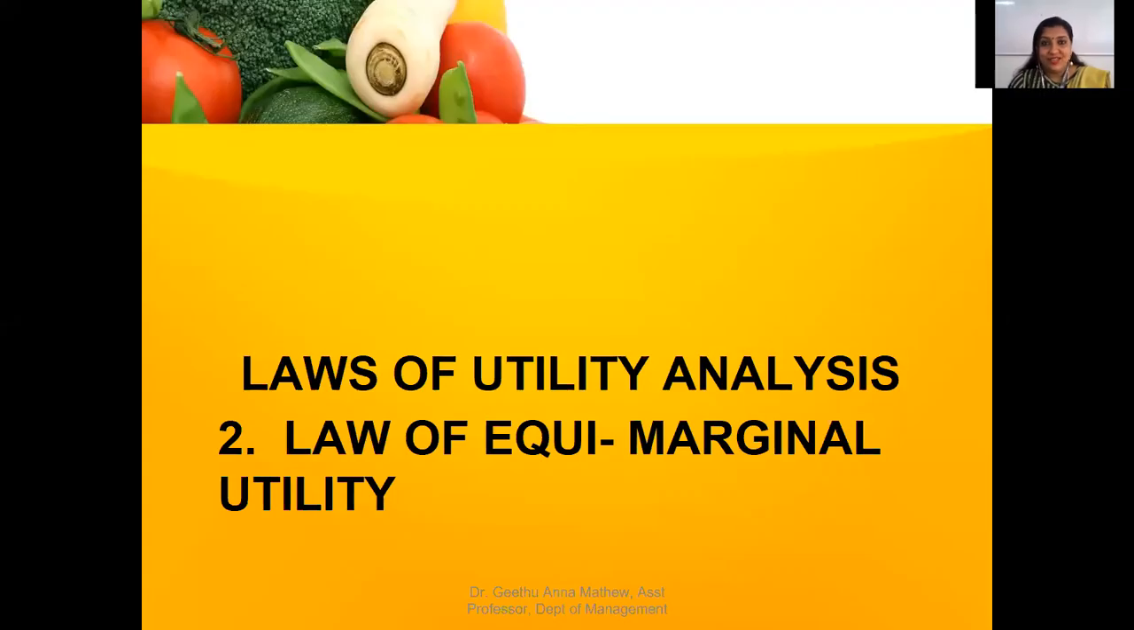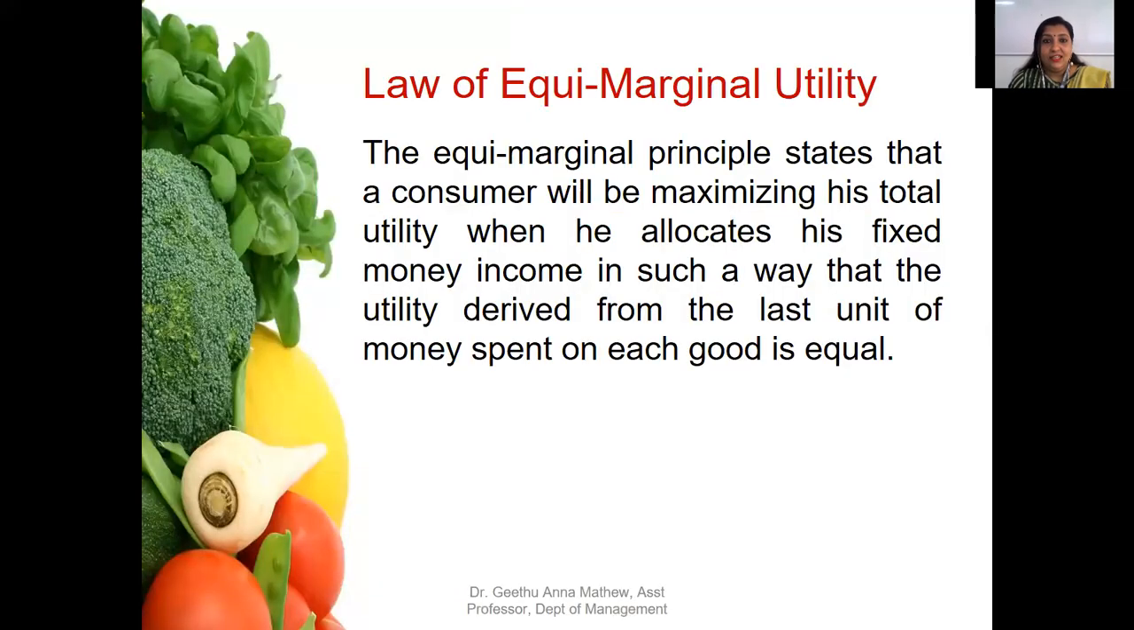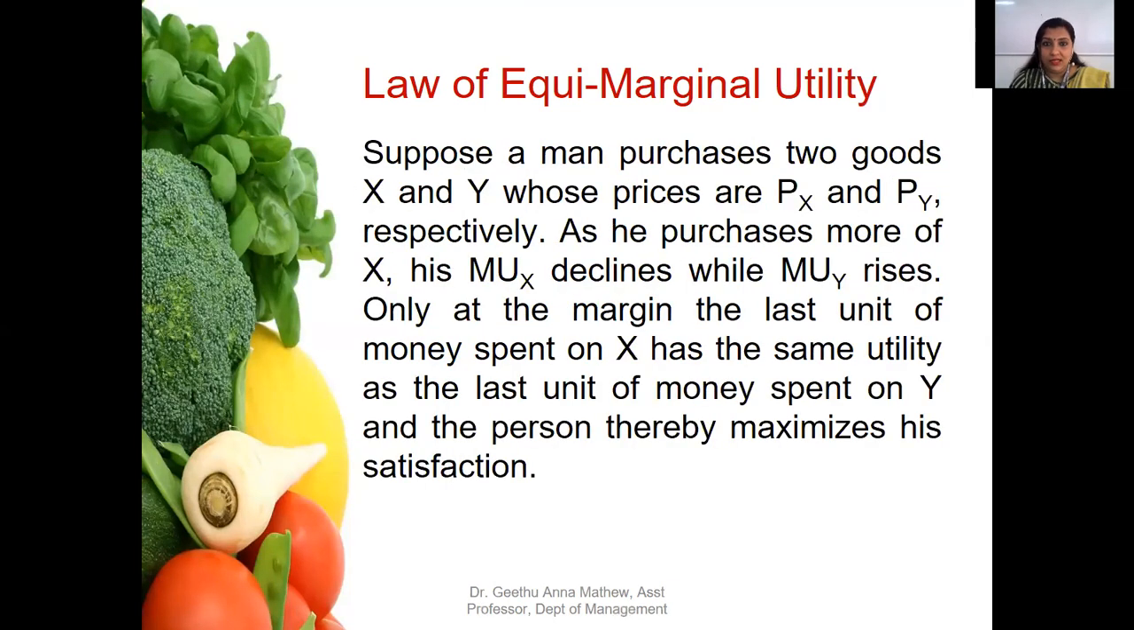Hi all. Today we are going to explain the second law under the law of utility analysis, that is the law of equimarginal utility. So let's see what the law of equimarginal utility is. The equimarginal principle states that a consumer will be maximizing his total utility when he allocates his fixed money income in such a way that the utility derived from the last unit of money spent on each good is equal. That is what the law of equimarginal utility is all about.